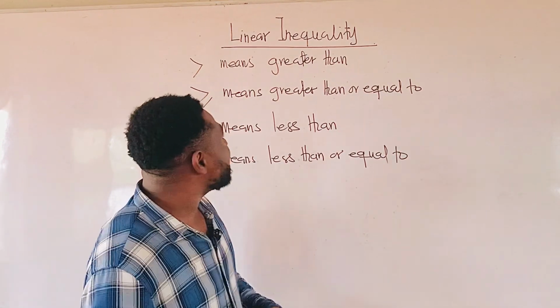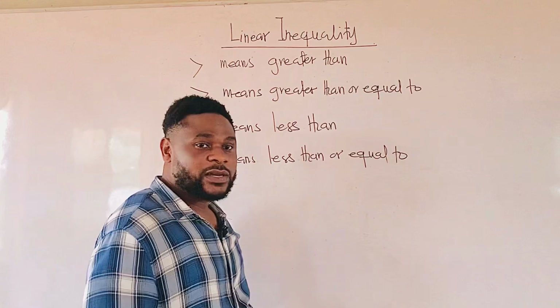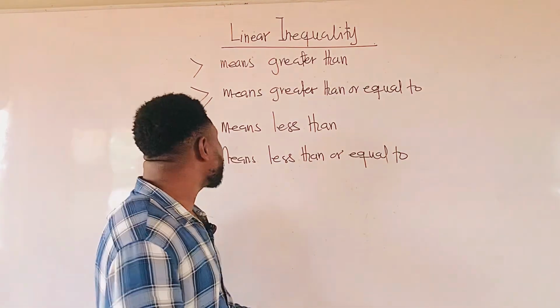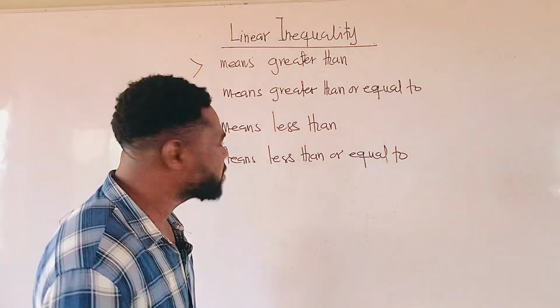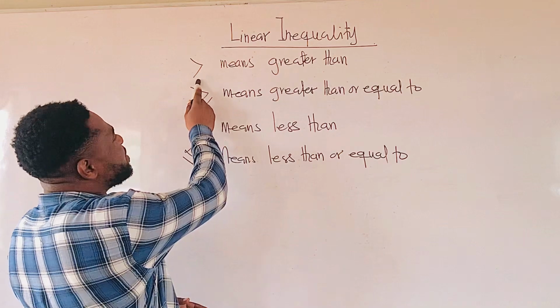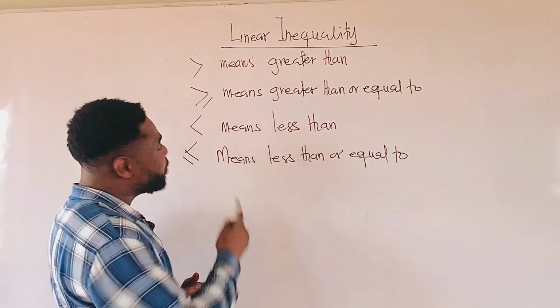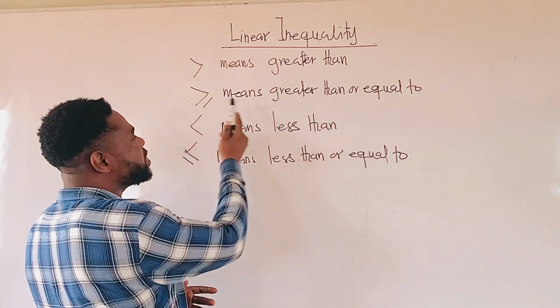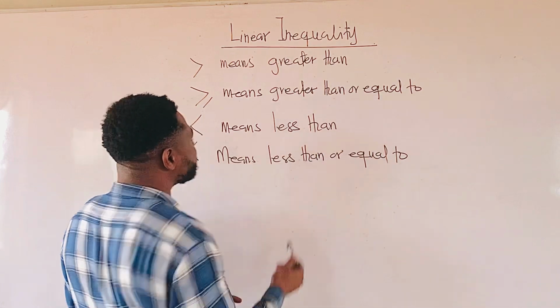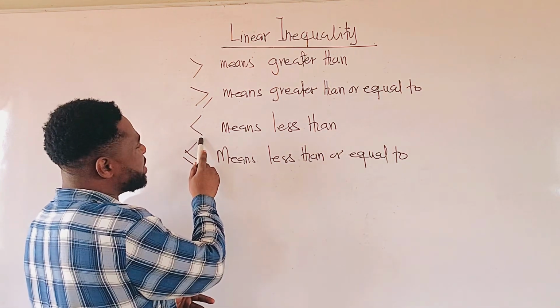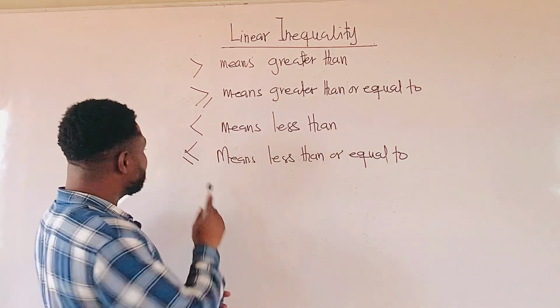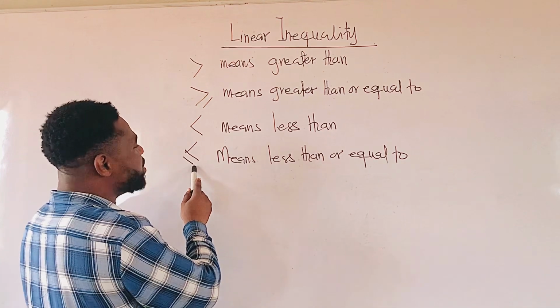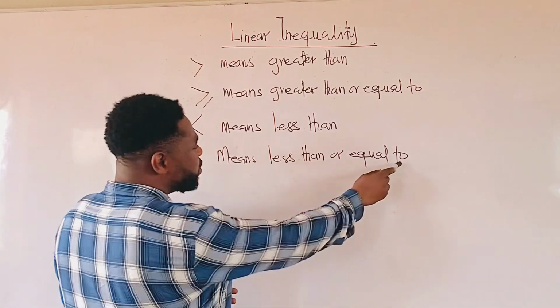Today we want to look at the topic linear inequality. But before then, we want to look at some symbols that can be used. Now, we have a symbol like this, which means greater than. We also have a symbol like this, which means greater than or equal to. We also have a symbol like this, which means less than. And we also have a symbol like this, which means less than or equal to.